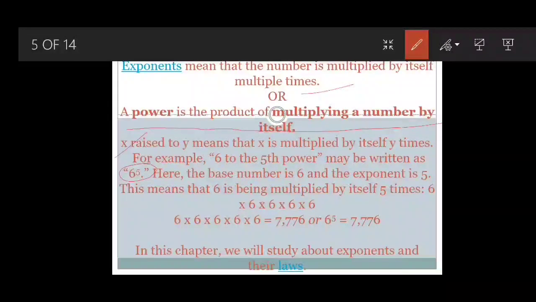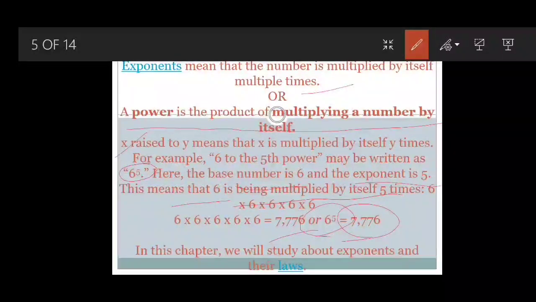It is written in the form of 6 to the power 5, where the base is 6 and the exponent is 5. Which means that 6 is multiplied by itself 5 times. So 6 into 6 into 6 into 6 into 6 is equal to 7776, the expanded value of 6 to the power 5. Here we are going to learn about the exponents and their laws.